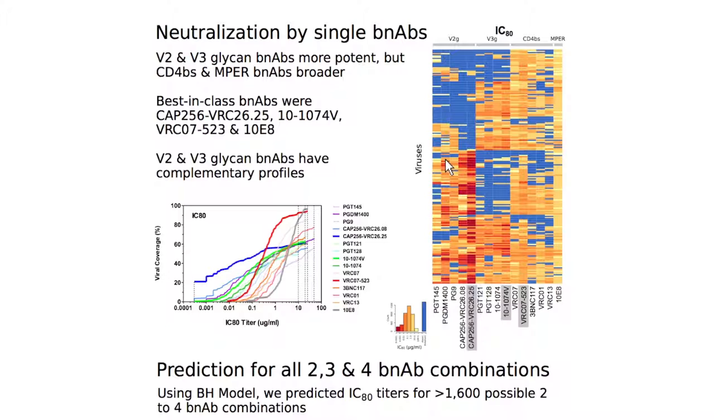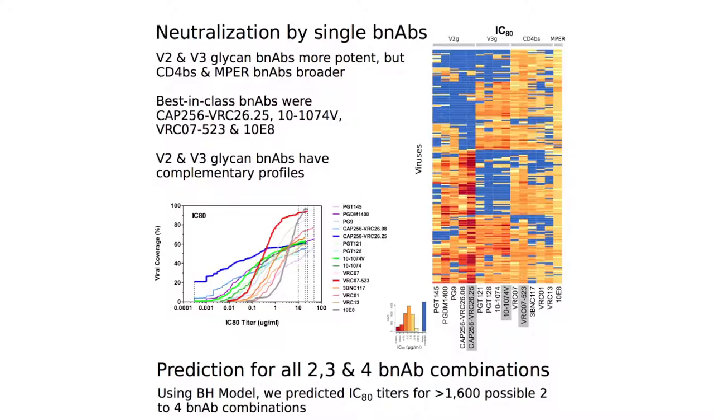Moreover, we find that V2 and V3 antibodies are the most potent, but tend to miss around 30 to 40% of the viruses in this panel, whereas CD4 binding site and MPER are broader and have impressive coverage. By looking at the profiles, we see that the V2 and V3 antibodies show some level of complementarity in their profiles. There are viruses which are potently neutralized by one class of bNAbs and missed by the other, and vice versa. This suggests that combining V2 and V3 might give a broader and potent combination.